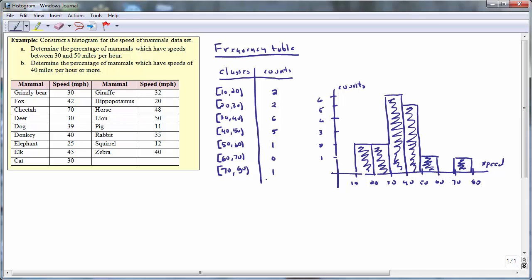And now we're in a position to use the histogram. So we can use the histogram to answer questions like Part A, determine the percentage of mammals which have speeds between 30 and 50 miles per hour.